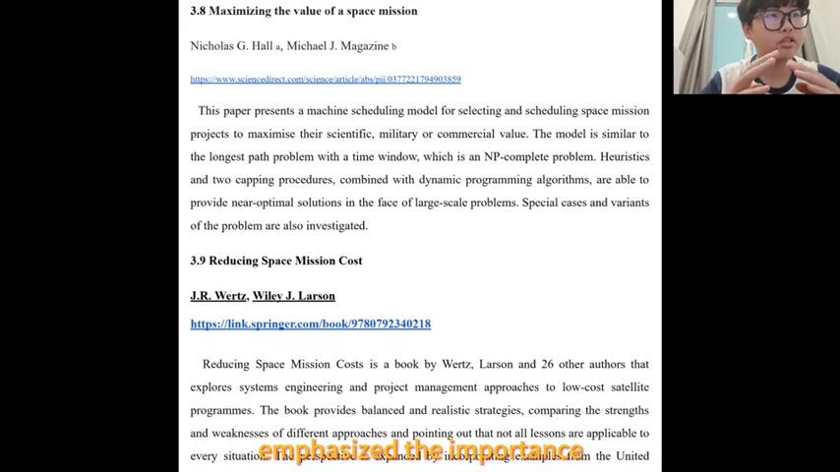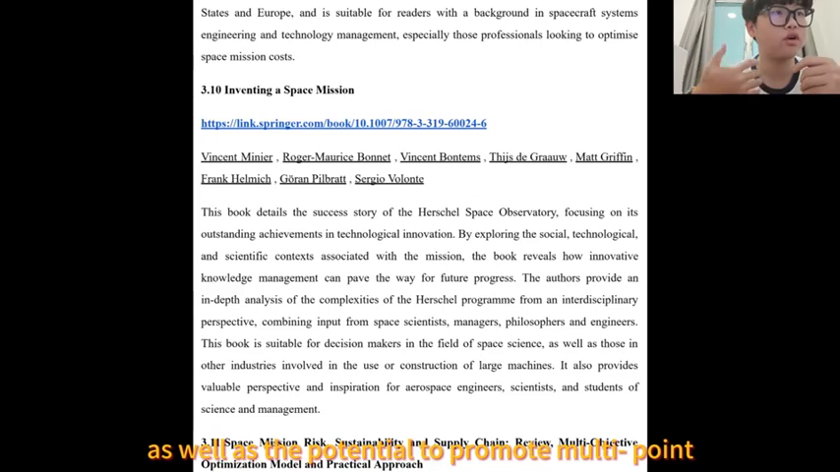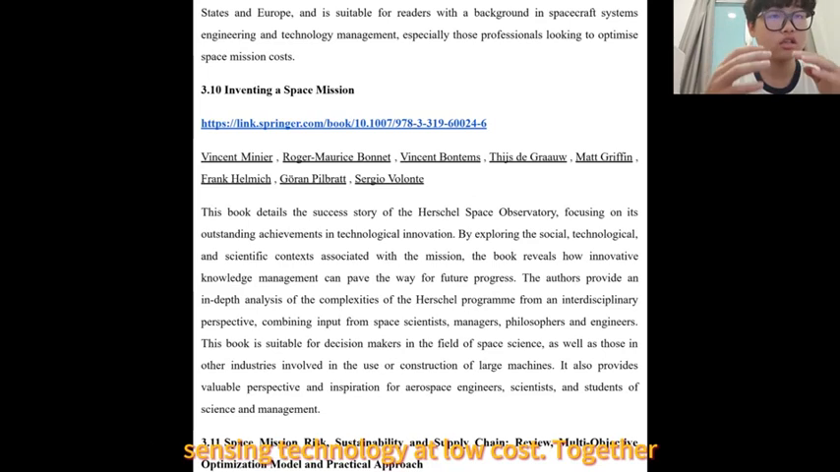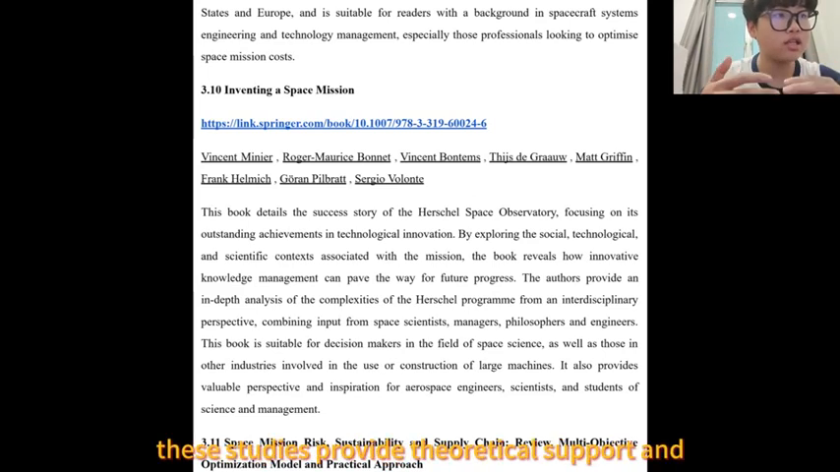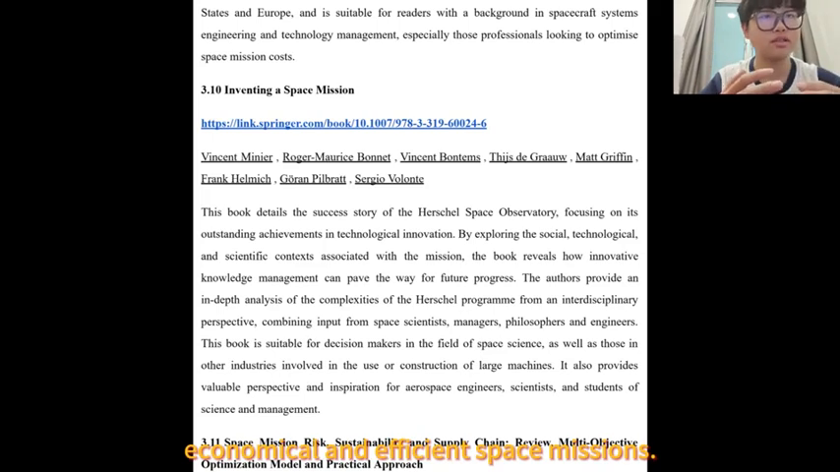emphasizes the importance of innovative technologies, applying sustainability and multi-objective optimization, as well as the potential to promote multi-point sensing technology at a low cost. Together, these studies provide theoretical support and practical guidelines for the realization of economical and efficient space missions.